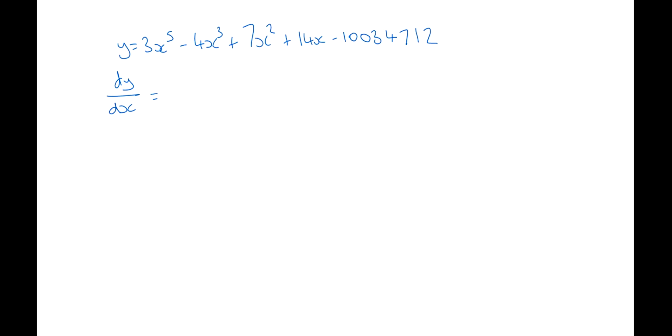Okay, let's go with differentiating this. What is my first term? 15x to the power of 4, right? Bring the coefficient down, so the power multiplies the coefficient and reduce by 1. Minus 12x squared. Plus 14. Then what? Plus 0. Okay, there's just nothing. I could write plus 0, but what's the point? Doesn't mean anything, right? So this is my differentiated term.